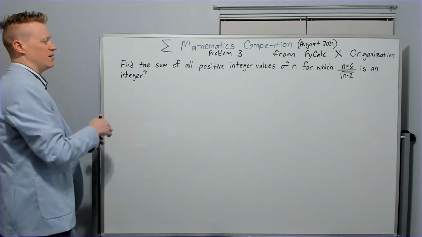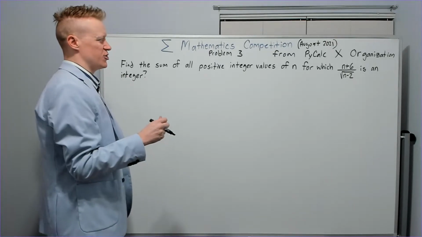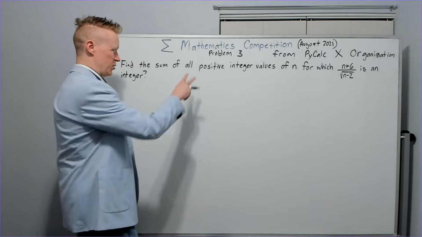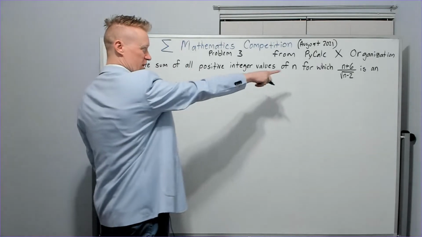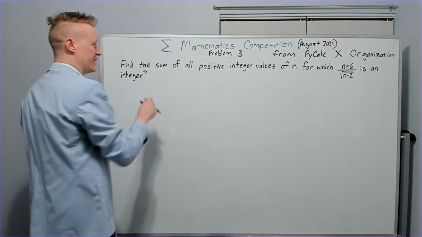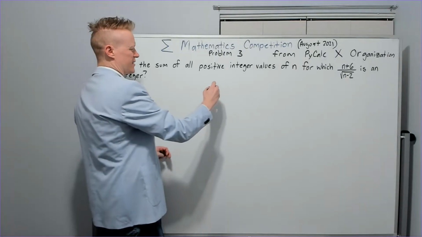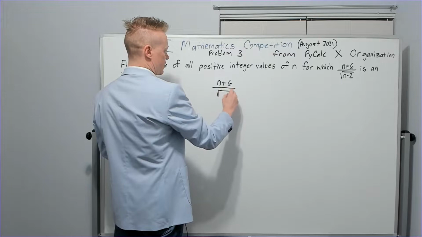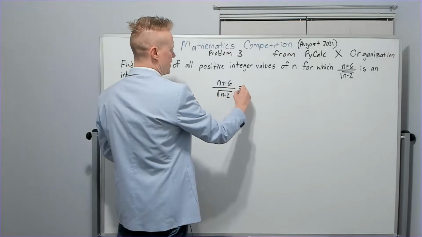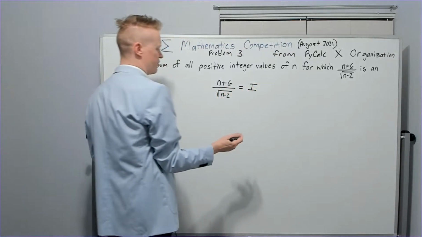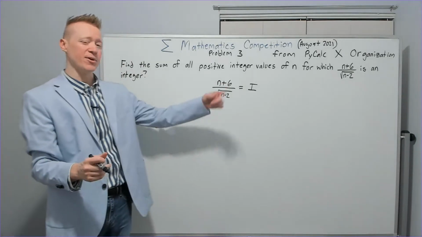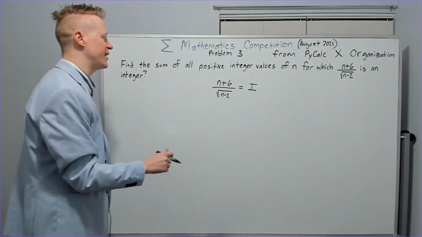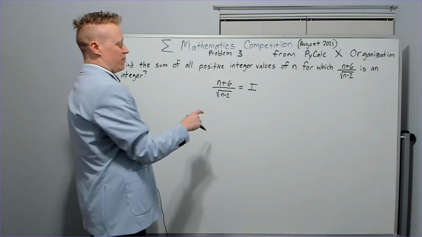Find the sum of all positive integer values of n, so positive integer values for which that expression is an integer. I don't usually spend a lot of time with that. I'm just going to write (n + 6) over the square root of (n - 2) equals I. And certain things come to mind right away. Capital I for integer is what I usually use. It's just kind of a default mechanism.